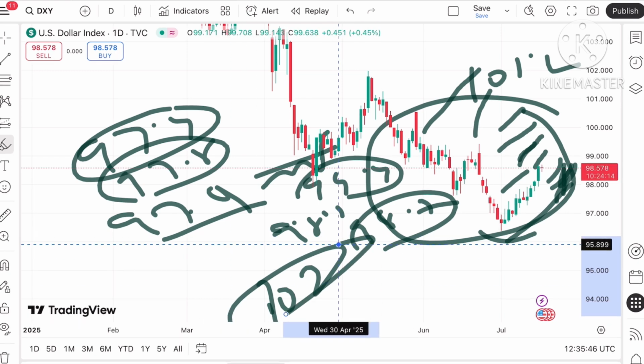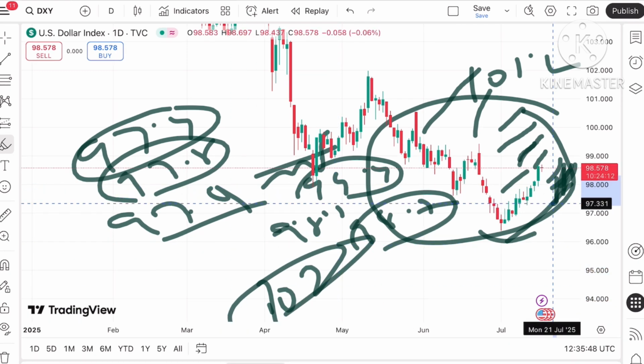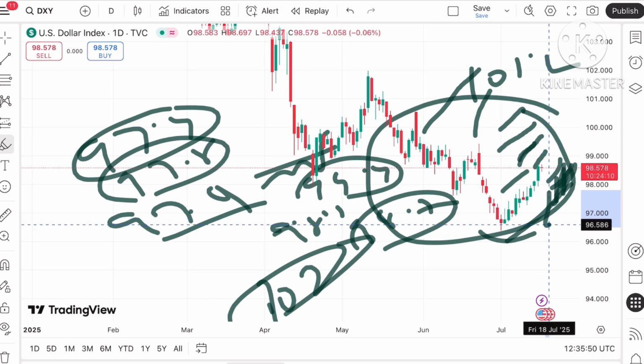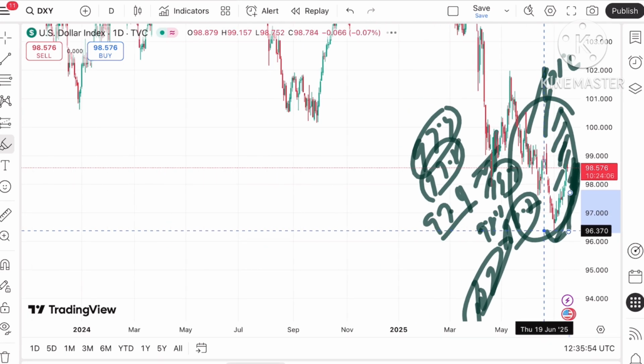Okay, so you have to understand, as soon as the price starts going below 97.3, a chance of crossing 96.5 we can see, and from there it can move below the 96.3 level.